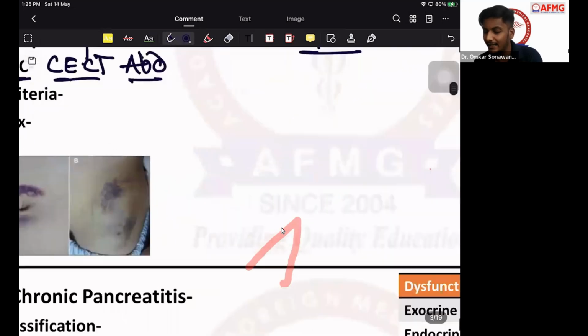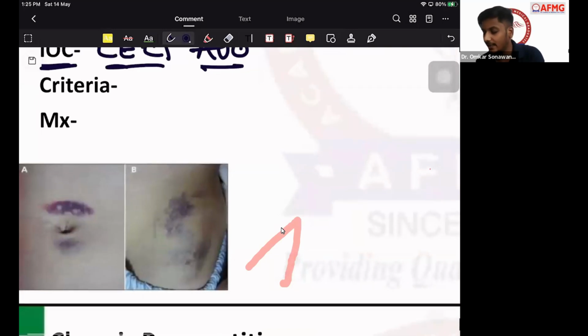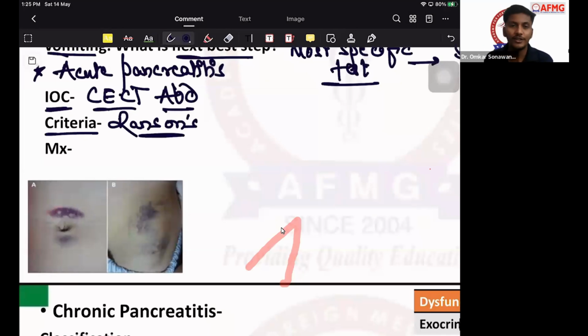Now, please tell me the criteria. There are multiple criteria, but the important one: on which criteria or scoring system do we assess the severity of pancreatitis? Tell me the name, the name is important. Very good. It is the Ranson scoring system. Severity of pancreatitis is assessed with the help of the Ranson's criteria or the Ranson scoring system.